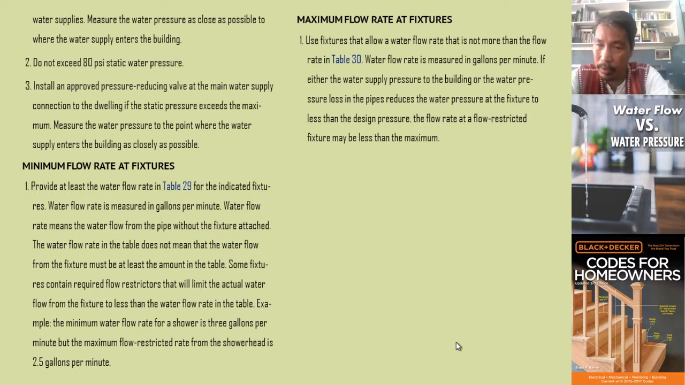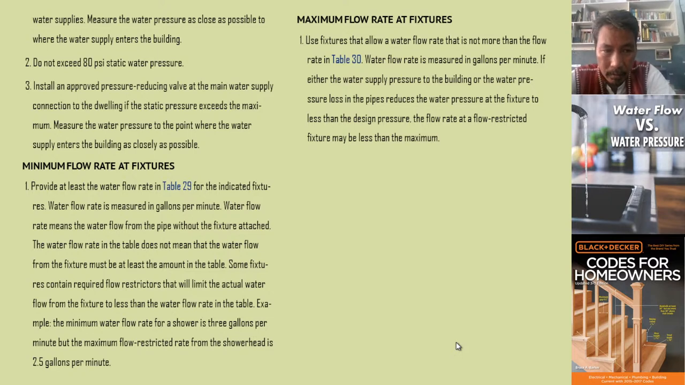Minimum flow rates. So now we will talk about flow rates. So there are three important things on pressure. Now we have: provide at least the water flow rate. So we have a table for different fixtures. Water flow rate is measured in gallons per minute. So in every fixture, we have a table. Fixture meaning load. Load meaning passengers, right? So as the number of passengers increases, if there is one fixture, one passenger. If there are 20 fixtures, 20 passengers. So remember that. Water flow rate means the water flow from the pipe without the fixture attached.